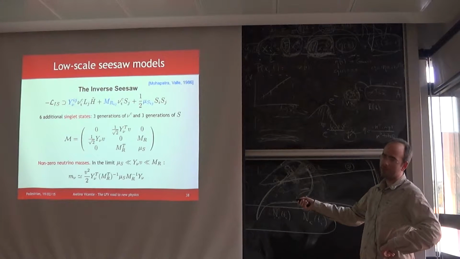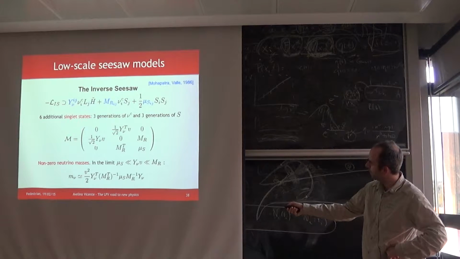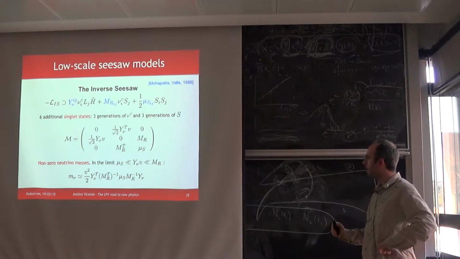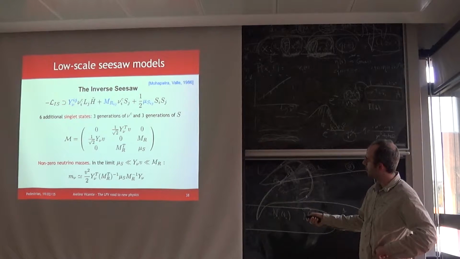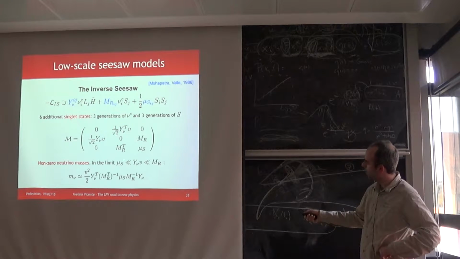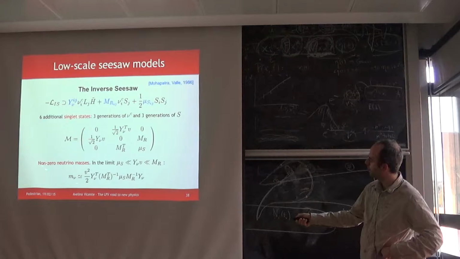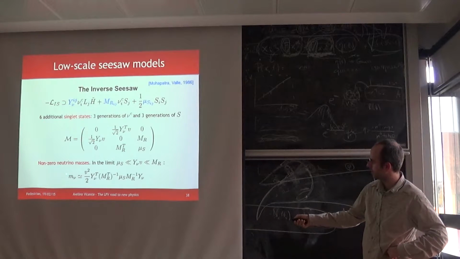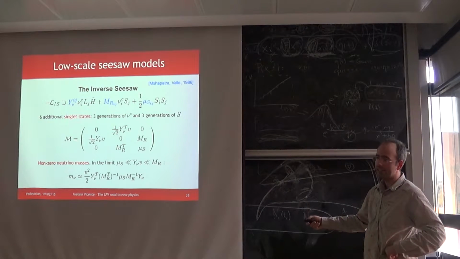Then you can compute the mass matrix in this model, and you get something like this. It's a little bit different from the usual seesaw. And if you go to the limit in which this quantity here is much smaller than this quantity, and this quantity is much smaller than this one, you can obtain analytically that the mass for the neutrinos in this model would be something like this. So you see that the mass of the neutrinos in this model is proportional to this mu_S, which by assumption is a small number.